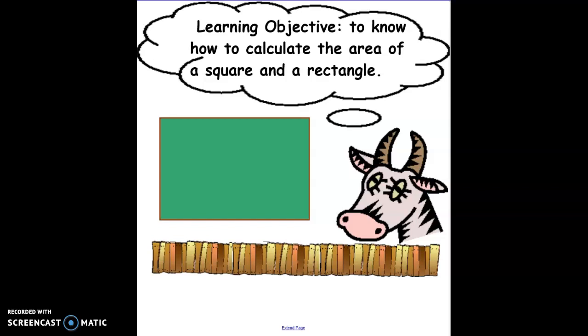Today we're learning all about area. And here's our learning objective: to know how to calculate the area of a square and a rectangle. So, easiest lesson you'll ever do with me. All you need to remember is the area is what's inside a two-dimensional shape. It's everything that's going on inside this two-dimensional shape. And we can calculate it in squares inside that two-dimensional shape. That's it.